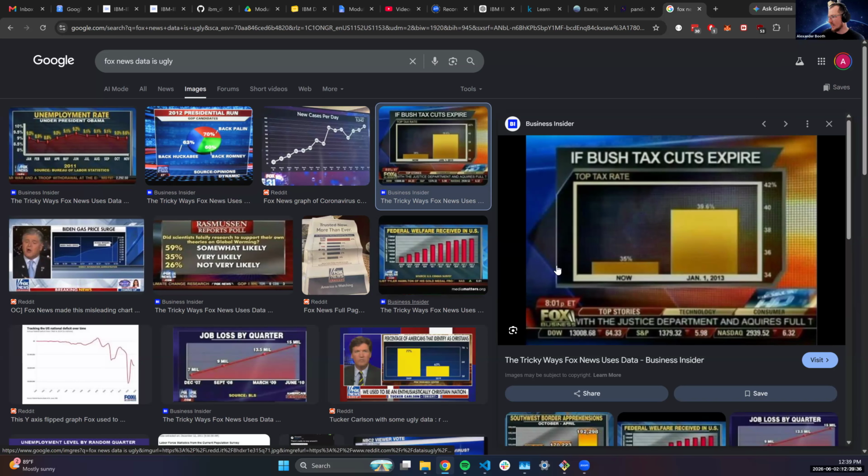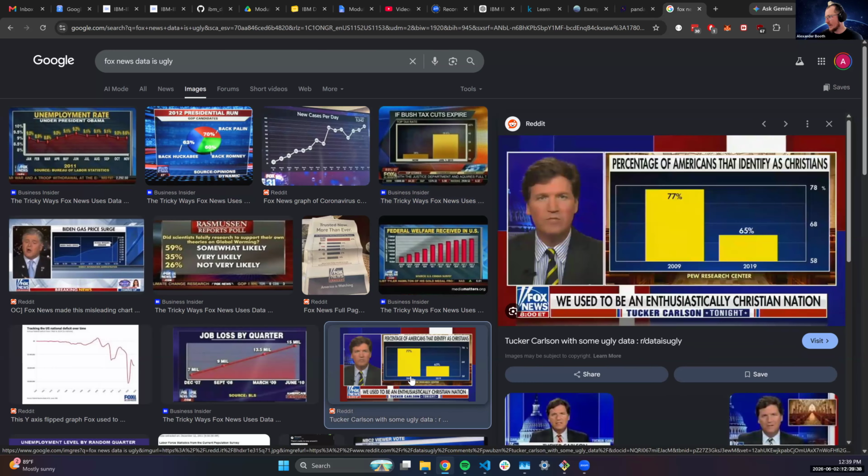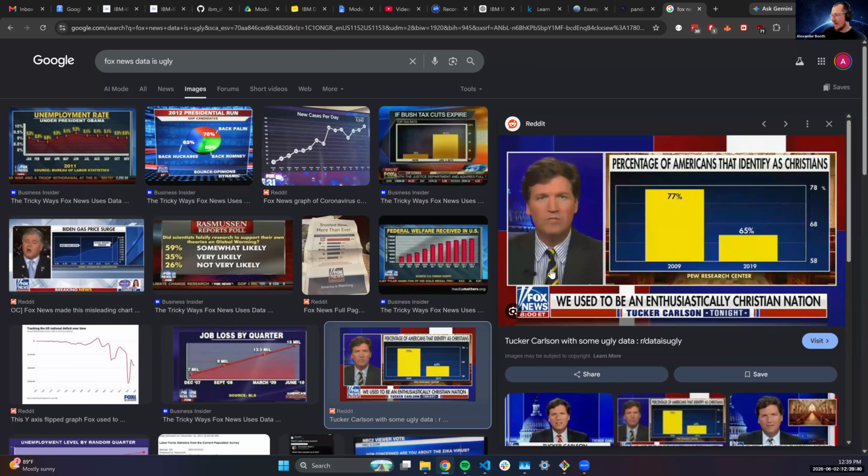So we'll see if this image loads. It's a little bit fuzzy. Let me look at this one. So here's another bar chart. It's a religious one. Percentage of Americans identify as Christian. We'll see in 2009 it's 77%, and in 2019 it's 65%. So that's a drop of 12%.